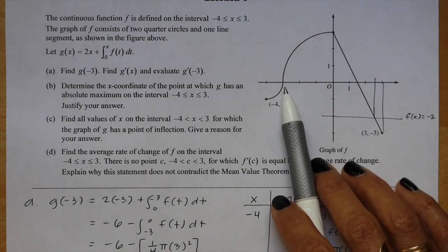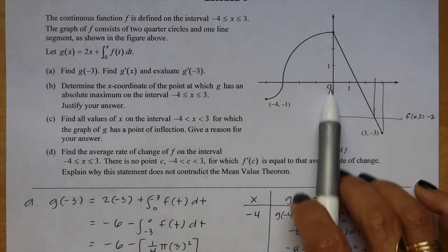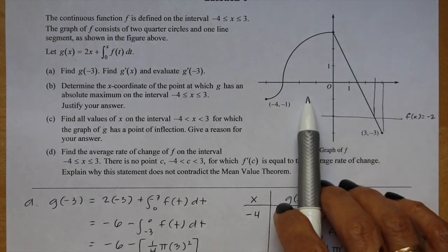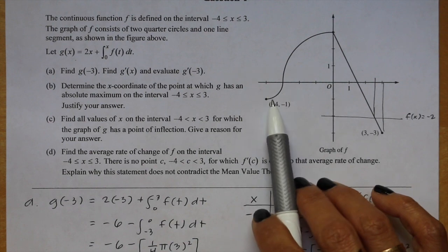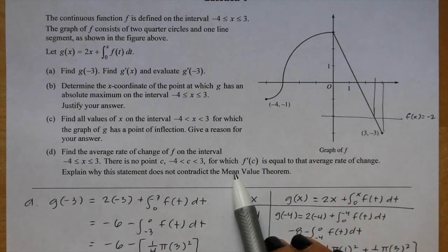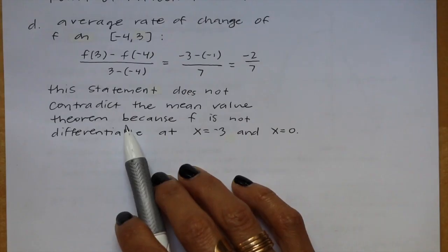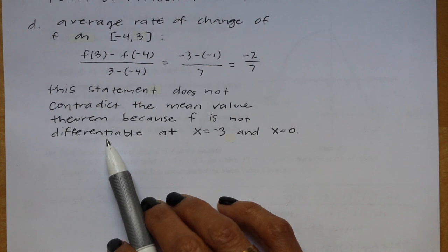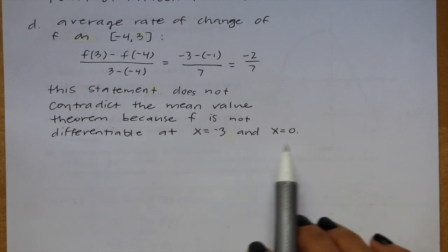However, right here at -3, you have a vertical tangent line, and right here at 0, you can kind of think of this like a corner. So the function f is not differentiable on the open interval from -4 to 3. So therefore, the hypotheses of the mean value theorem do not hold true. So I just wrote it out. This statement does not contradict the mean value theorem because f is not differentiable at x equals -3 and 0.